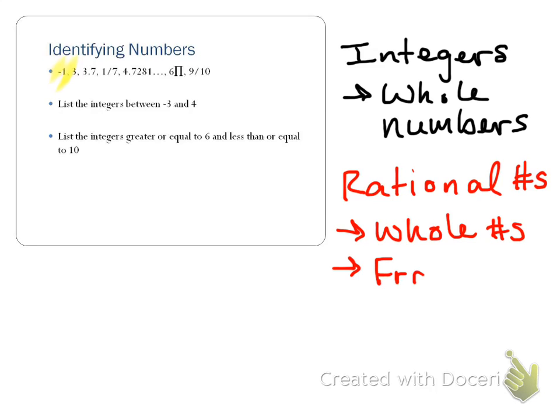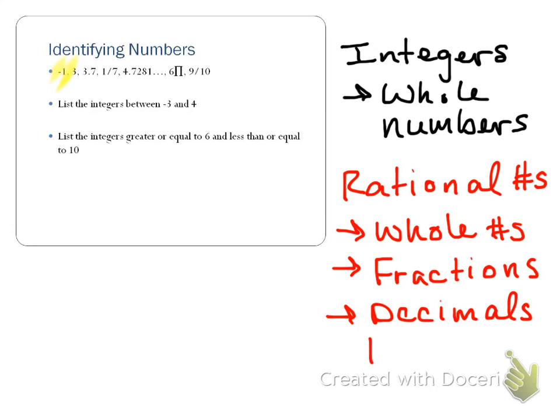Next thing we want to look at is rational numbers. Those are whole numbers, fractions, or decimals that can be turned into fractions. So we have negative 1 and 3. We still want to have those highlighted because those are still rational numbers. We want to add 3.7 because 0.7 can be changed to 7 over 10, so that can be rational.